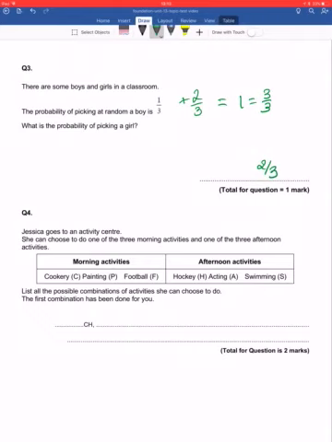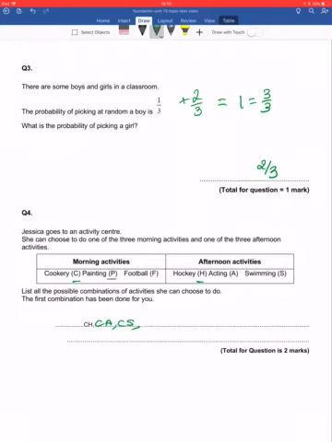Question 4. Jessica's going to an activity centre. She can choose to do one of the 3 morning activities and one of the 3 afternoon activities. List all the possible combinations. So they've started off with cookery and hockey. So cookery and hockey, cookery and acting, or cookery and swimming.